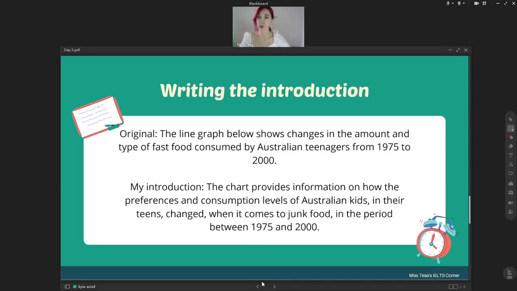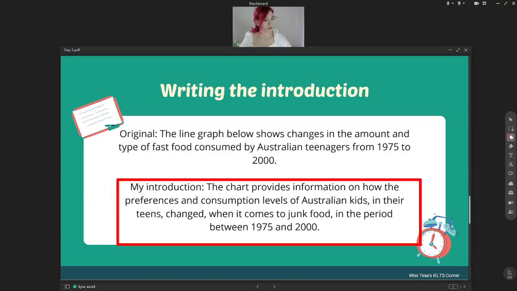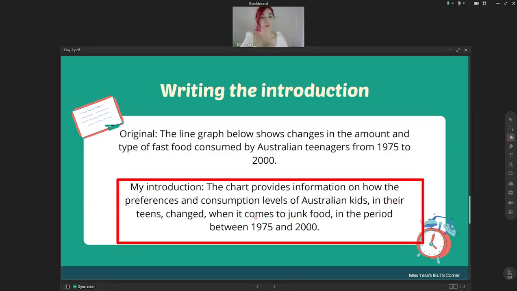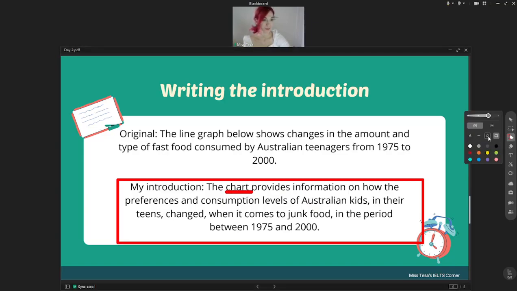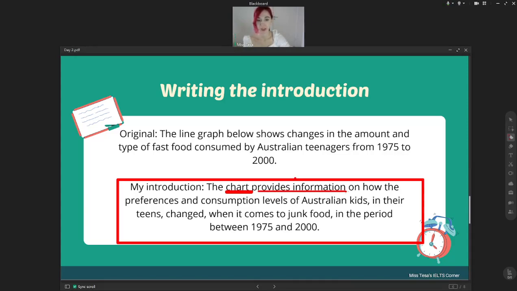The next one is a bit more complicated because it uses some more complicated sentence structures. So let's see, what did I write here? The chart provides information on how the preferences and consumption levels of Australian kids in their teens changed when it comes to junk food in the period between 1975 and 2000. Okay, now let's analyze this a bit. Here I used chart, only chart, right? And then I stuck with provides information on.